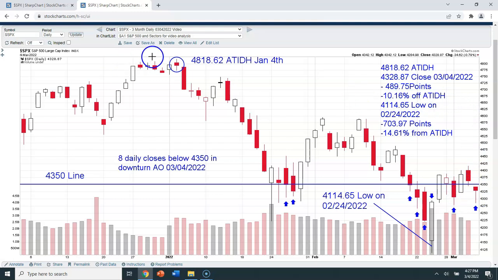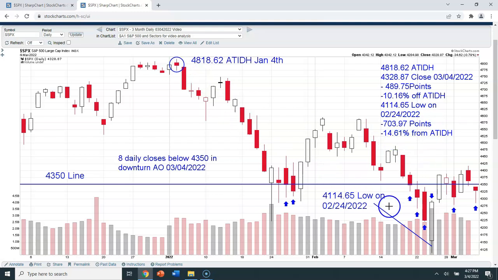A correction, of course, means that you're down at least 10% from your most recent high, and we're off 10.16% from the all-time intraday high right here. And as of the 24th, of course, that's the low of this downturn. From the all-time intraday high to the lows so far this downturn, that's 703.97 points. So the low of this downturn so far has been 14.61%.